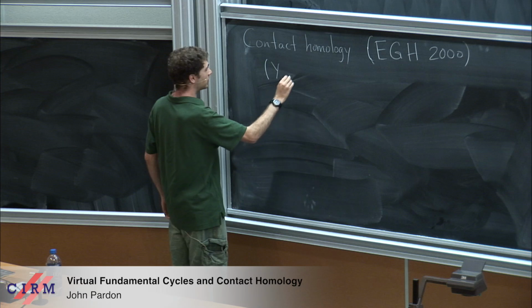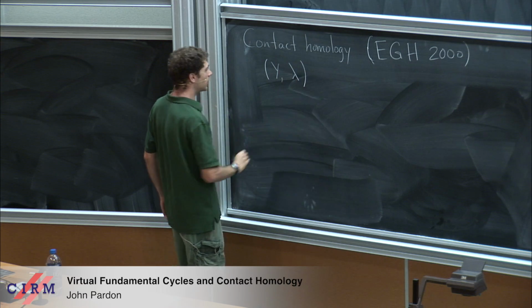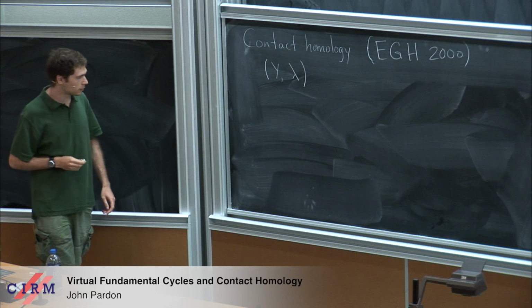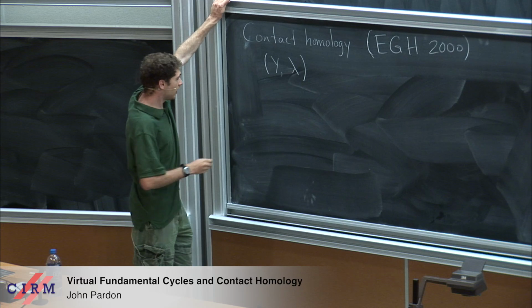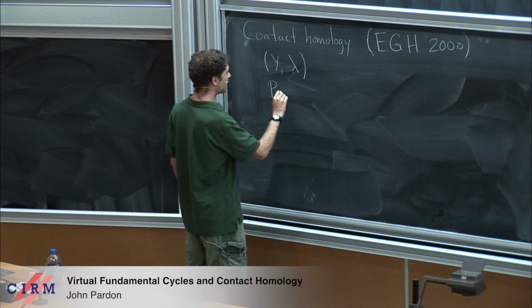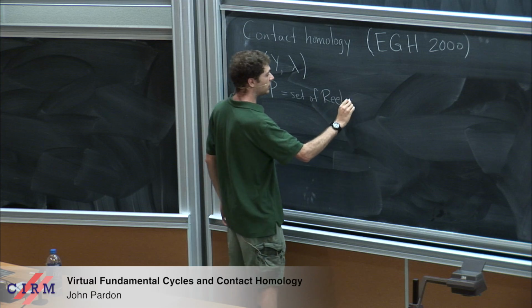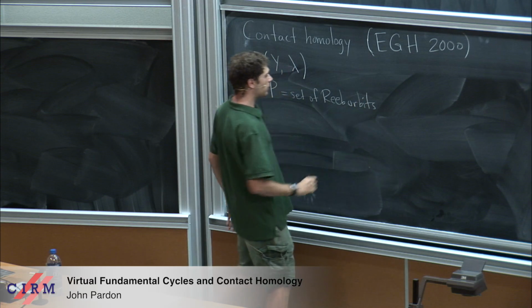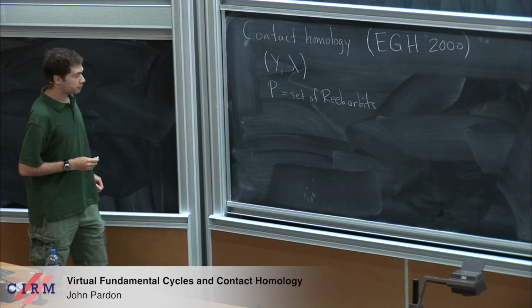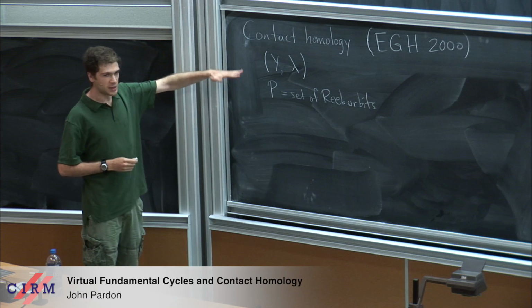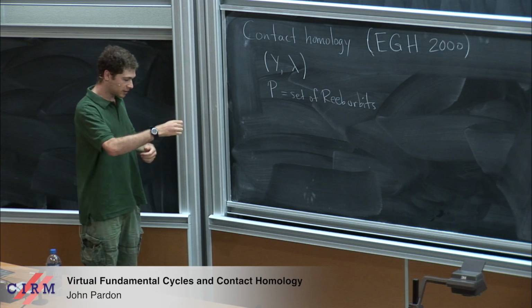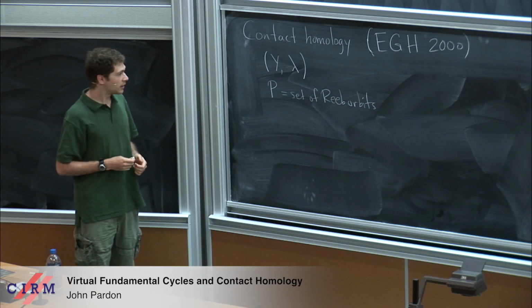It's defined as follows. Let's fix a contact manifold Y with a contact form lambda. I'm going to denote by P the set of Reeb orbits. This means all Reeb orbits, possibly multiply covered. I'm going to assume that lambda is non-degenerate, so all the Reeb orbits are non-degenerate. That is, the linearized return map has no fixed vector.